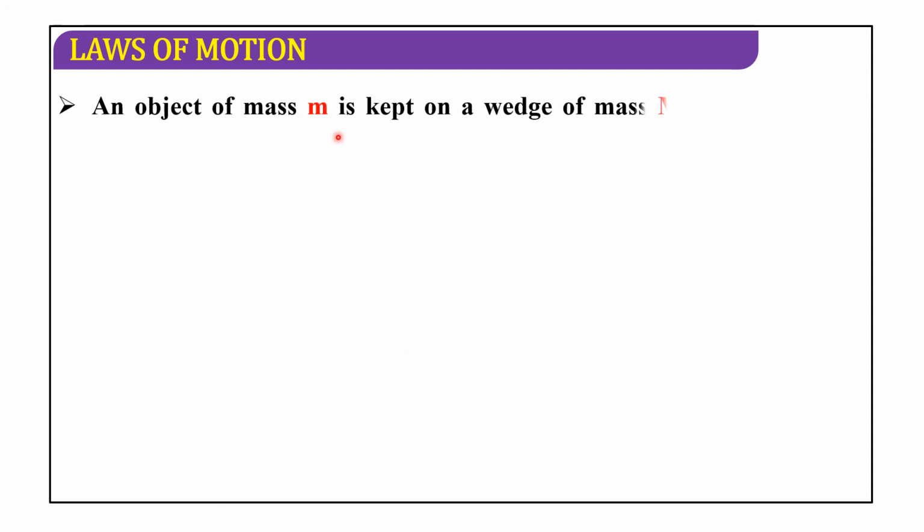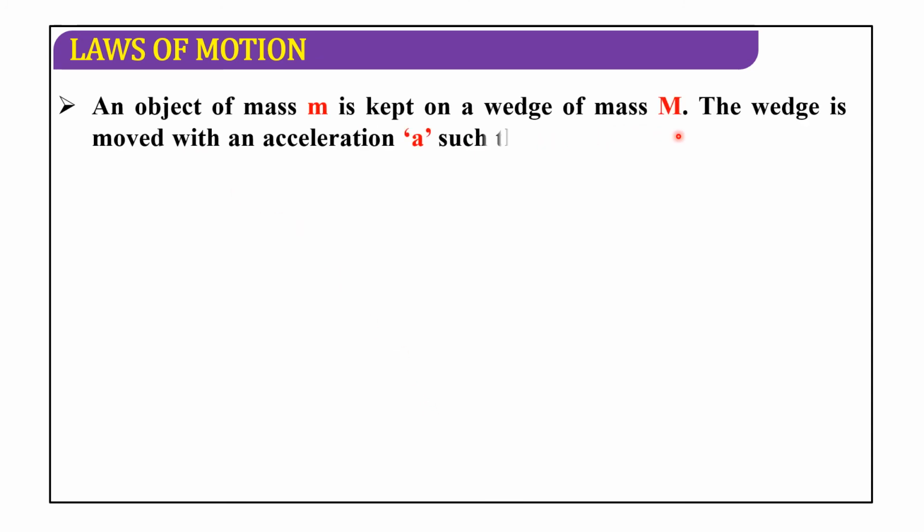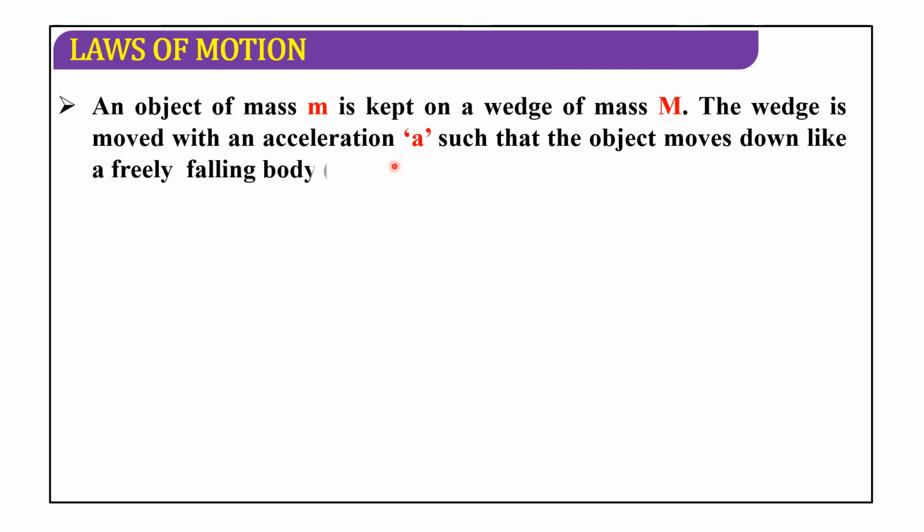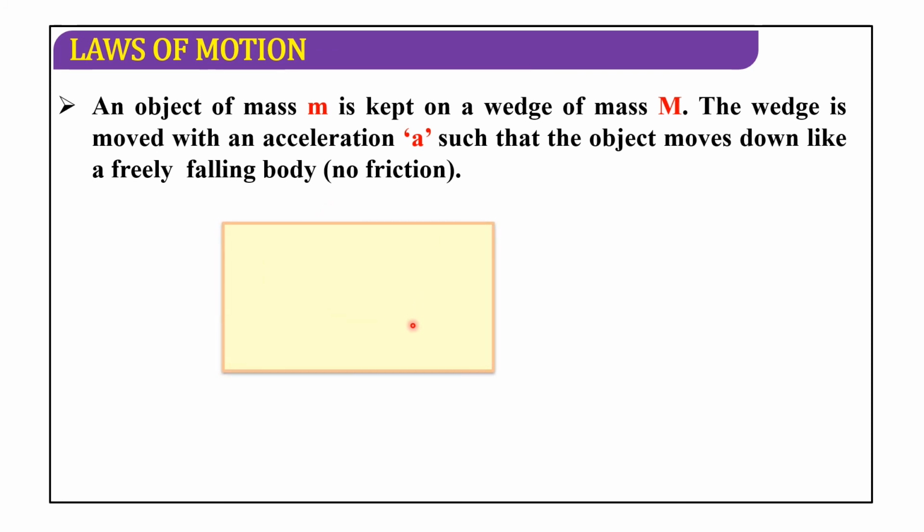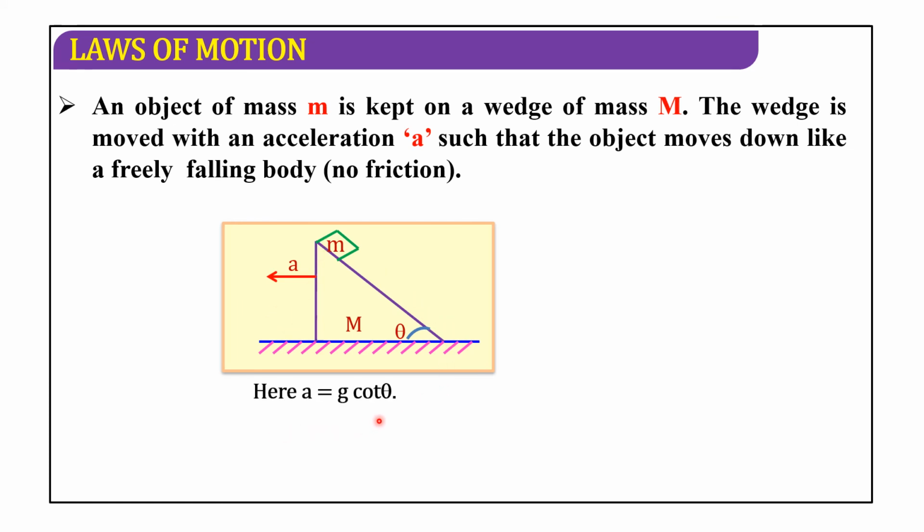An object of mass m is kept on a wedge of mass M. The wedge is moved with an acceleration a such that the object moves down like a freely falling body. So see here, observe the figure. This is a wedge, and the wedge is moved with an acceleration a such that the object moves down like a freely falling body. Here a is equal to g cot theta.